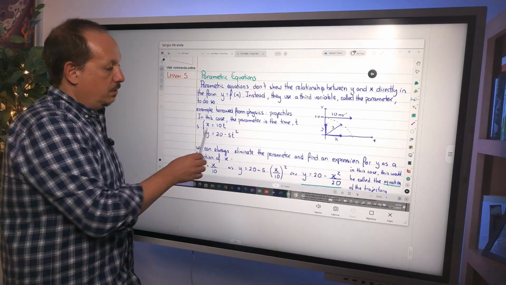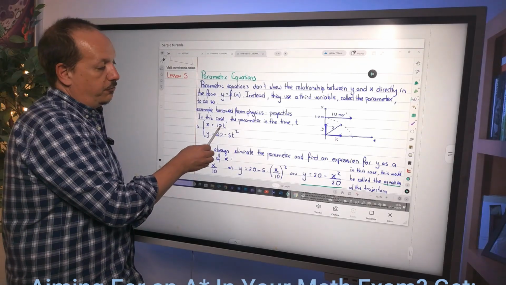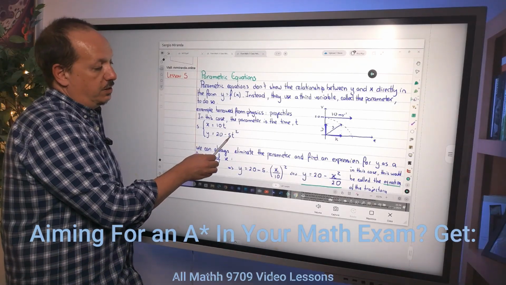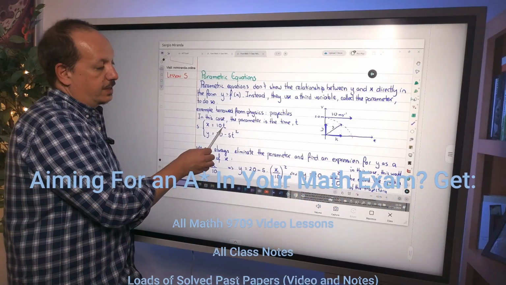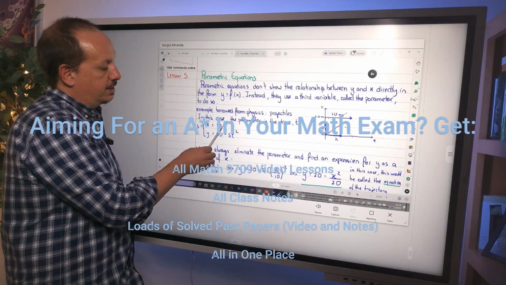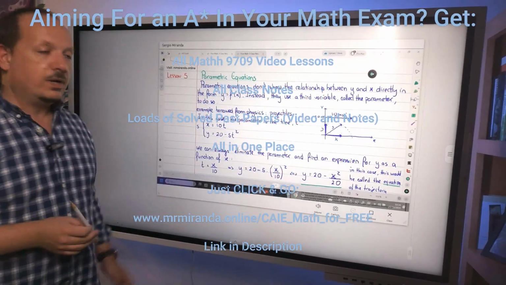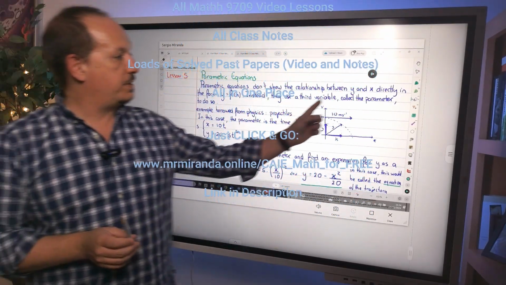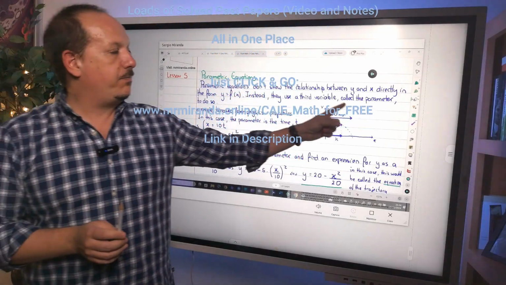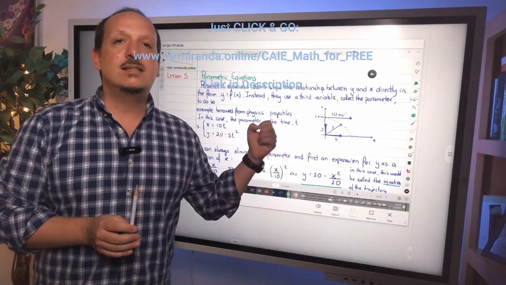t is the time. So if you plug in different values of t over here, so 0.1 second, 0.2 seconds, 0.3 seconds, the positions of x and y are going to be different. But t is not represented here on the graph. So it is the parameter.